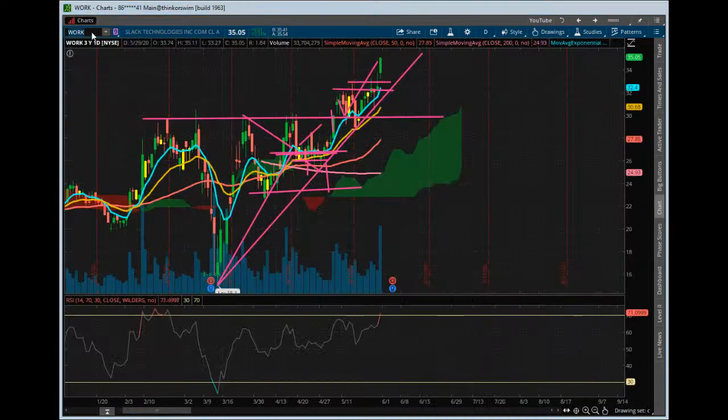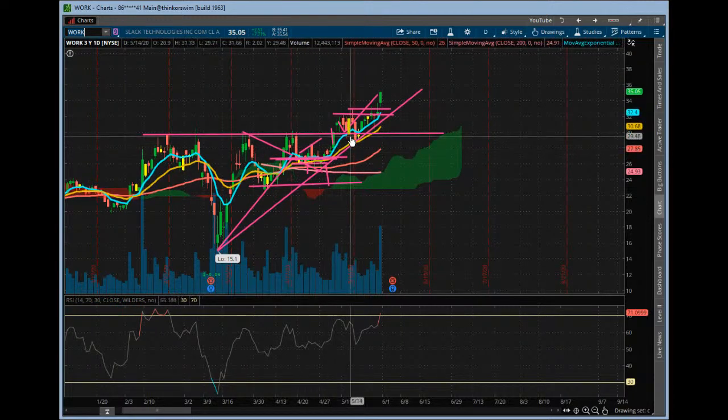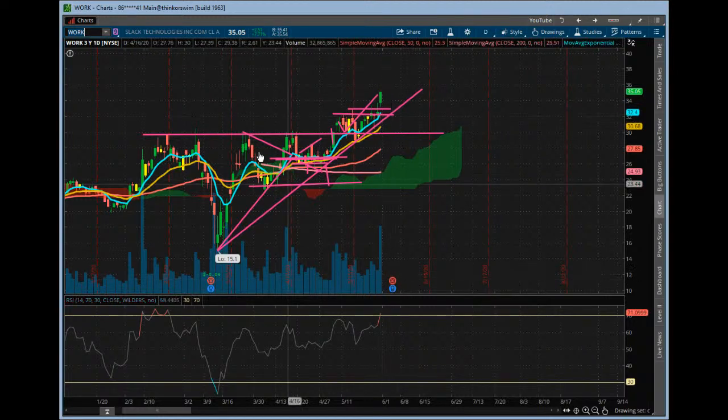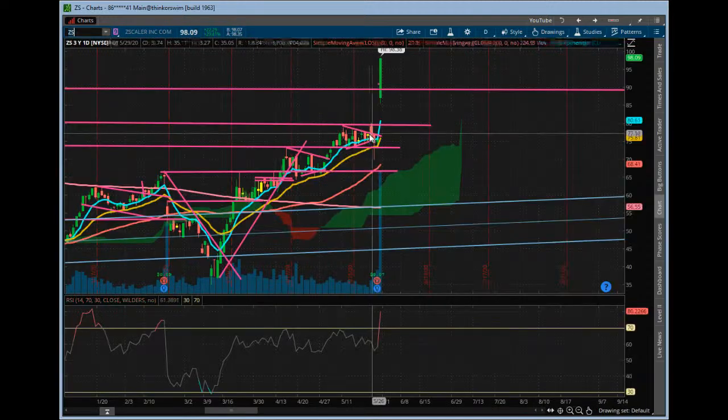Work. So Work looking pretty good finally, right? So Work is so funny, right? It just gets real choppy, sloppy, and then it moves, and then it gets choppy, sloppy, and then it moves. So we got a nice move on Friday. We got earnings coming up on this one, so keep an eye on that one. Bullish till proven otherwise.